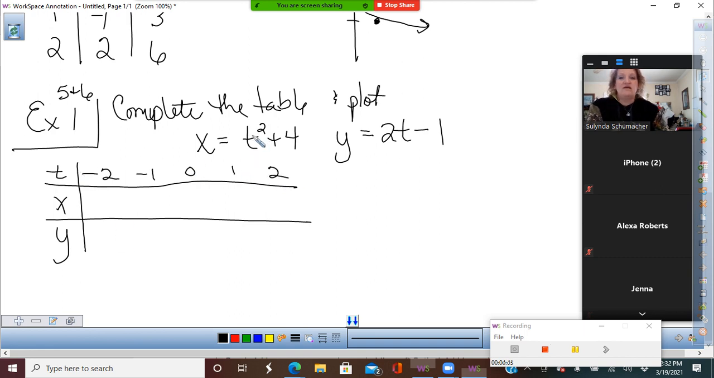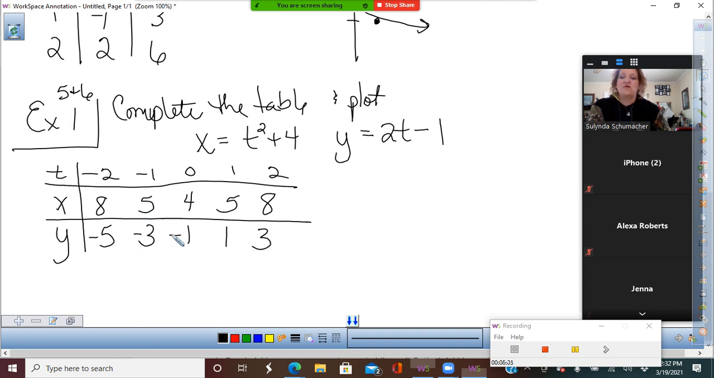I start by plugging in my -2. -2 squared is 4 plus 4 is 8. Plug -1 in. 1 squared is 1 plus 4 is 5. Plug 0 in, we get 4. Plug 1 in, we get 5. And plug 2 in, we get 8. Our Y values. Plugging -2 in. 2 times -2 is -4. Minus 1 is -5. Plug -1 in. We get -2 minus 1 is -3. Plugging in 0, we get -1. Plugging in 1, we get 2 minus 1 is +1. And then plugging in 2, we get +3.